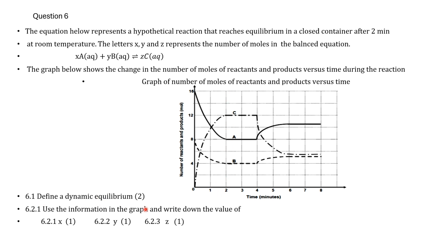Define a dynamic equilibrium and then use the information in the graph and write down the values of X, Y, and Z. So we want that X, that Y, and that Z. Again, I'm breaking the question into parts to make sure that we answer each section without cramping our space. You are able to see everything clearly. So without further ado, let's go solve the problem.